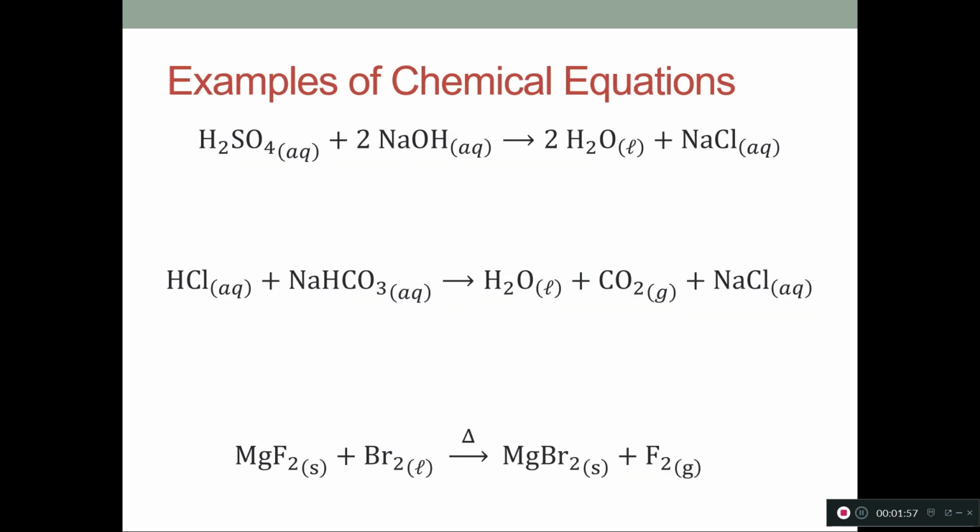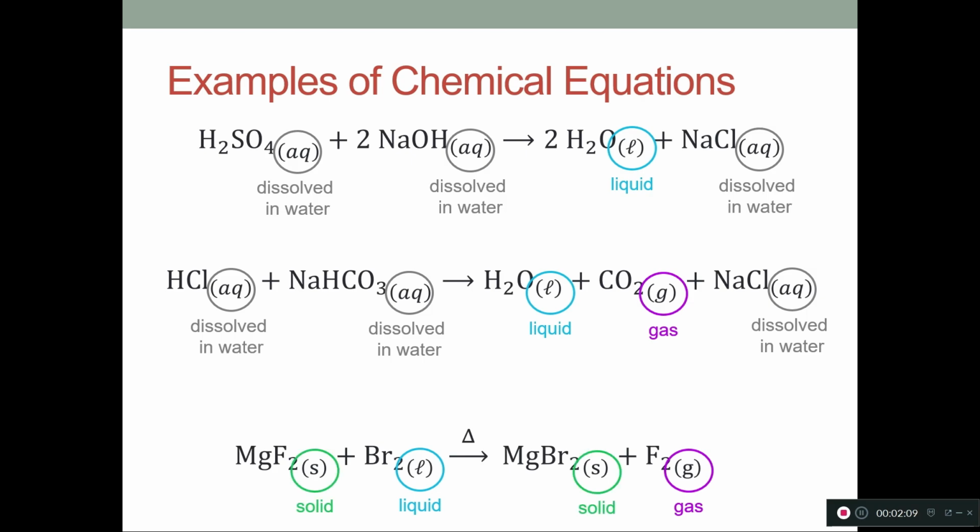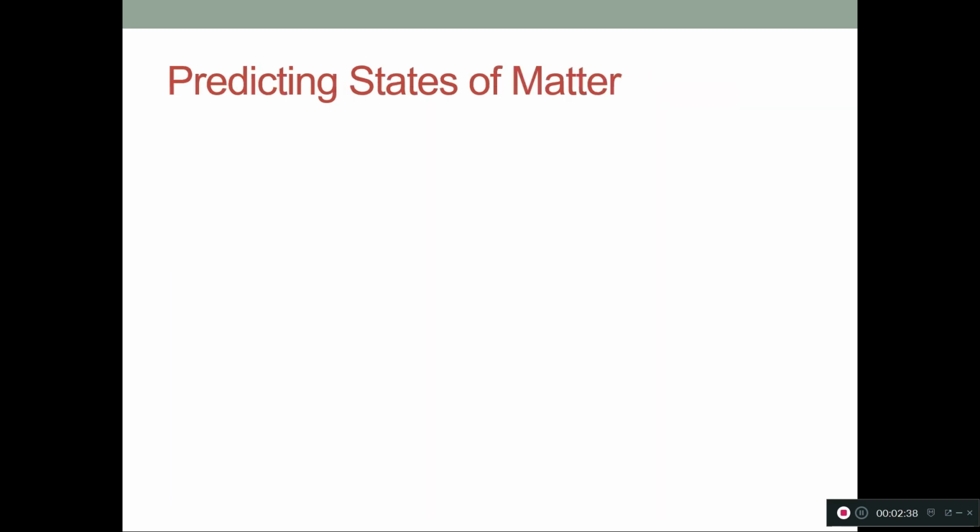So if we look at our examples here, we can have these AQs telling us that these are dissolved in water. We can have these L's telling us that these are liquid, G's telling us that these are gases, S's telling us that these are solids, and this delta here telling us that heat was used to drive this reaction. So these little symbols here are telling us what each of these substances are as far as their state of matter. And so these are important in a lot of these chemical reactions.